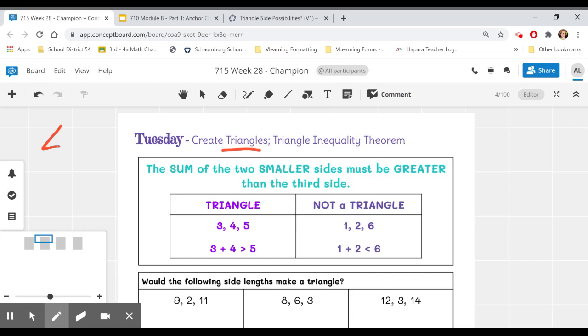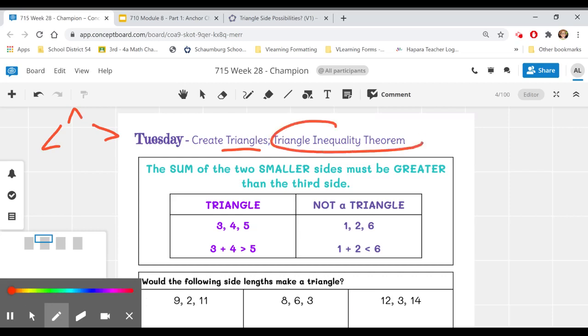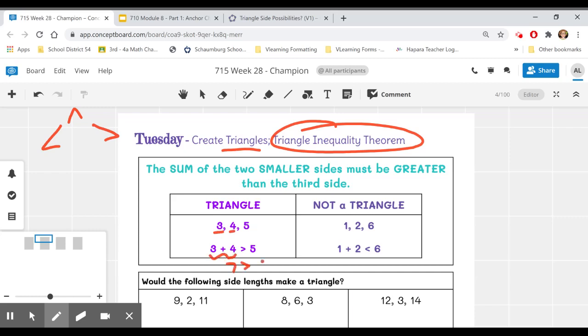It's a shape composed of three different angles that has certain properties. The triangle inequality theorem is a special theorem in math that states that the sum of the two smaller sides of any triangle must be greater than the third side. For example, 3 and 4 are the smaller sides, and when you add them together, they must be greater than the longest side.